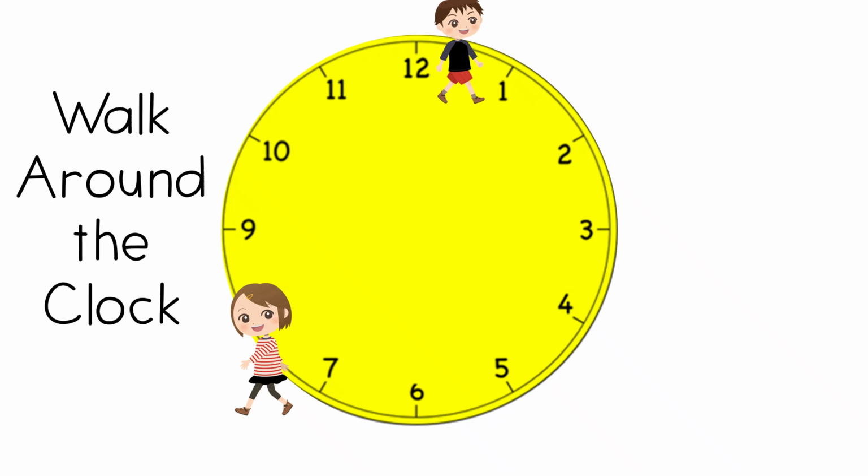It may be good to do this in the gym or outside where you have plenty of room. Choose one student to represent the minute hand and one to represent the hour hand. Have both students start at the 12, but have the one who is representing the minute hand walk all the way around the circle 60 times, while the one representing the hour hand only gets to make it to the 1 in that same amount of time.